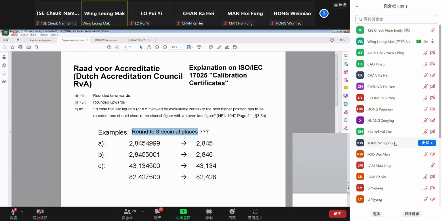This one, 55001. Because it's a 5, not all 0, the 5 should be rounded up.